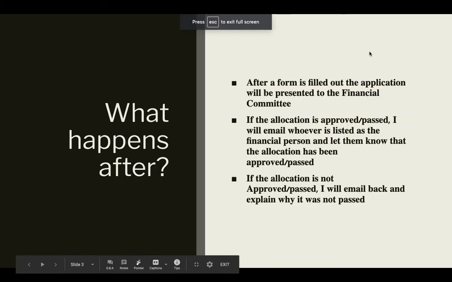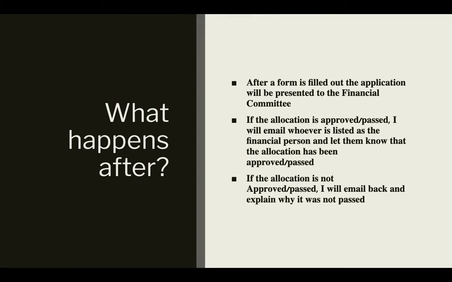So after that form is submitted, all that information will move on to the Finance Committee for Student Government. This group just takes a peek at the form and makes sure all the information is correct. If it is, and if it passes through, I'm going to send an email to the financial student contact that you listed and let them know that your allocation request has passed through the Finance Committee. It'll now be moving to the Senate. And if it did not pass, I'm going to email you back and just let you know, maybe you missed this section on the application or something like that.